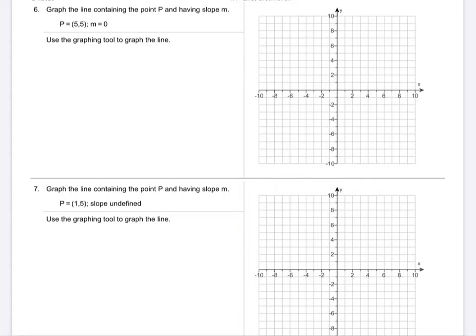So number 6. So they're giving me a point, P, which is 5, 5, and an M of 0. Let me let you try that one. Start at the 5, 5, right? From the middle, go 1, 2, 3, 4, 5 over, and 1, 2, 3, 4, 5 up. So there's our first dot right there at 5, 5. Good so far?